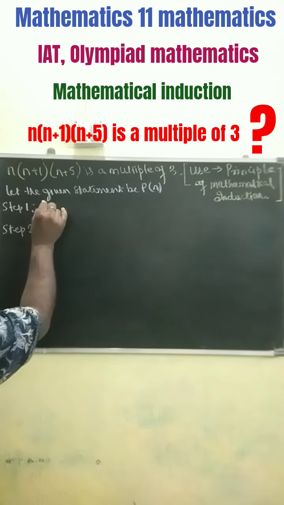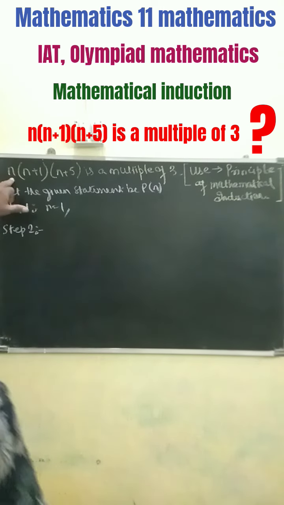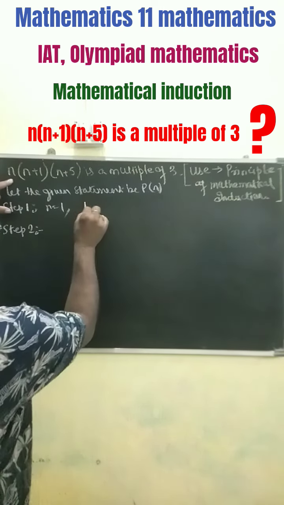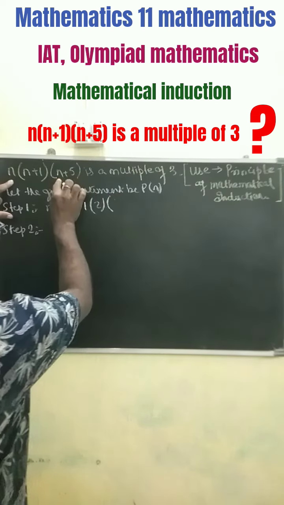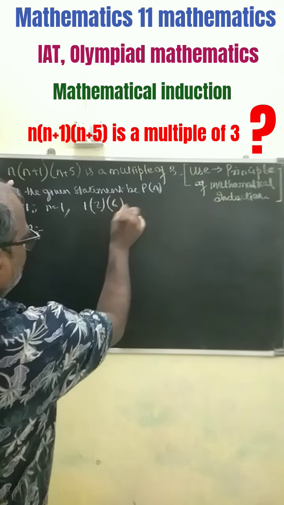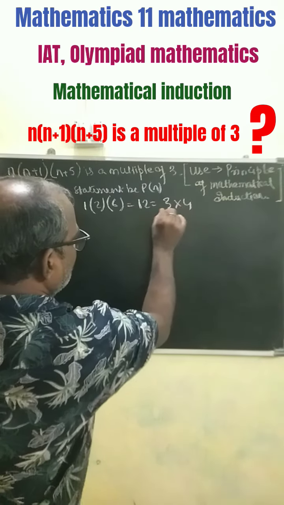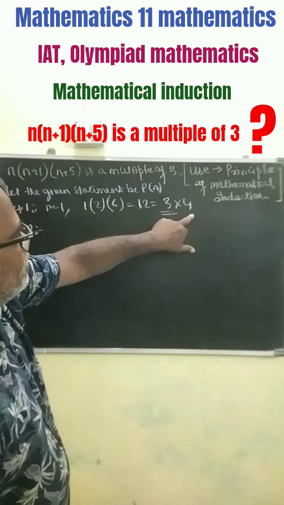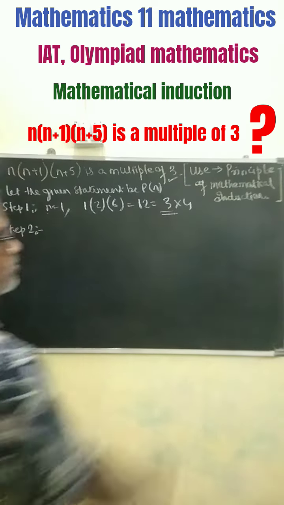So step 1, for n equals to 1. अगर n equals to 1 पुट करोगे तो क्या बनता है यहाँ पर? That is 1 into 2 into 1 plus 5, 6. That is equals to 12, which is equals to 3 into 4. We can see that it is a multiple of 3. So for n equals to 1, the statement is true.